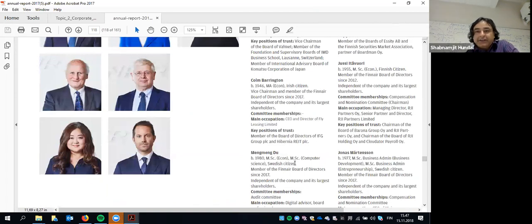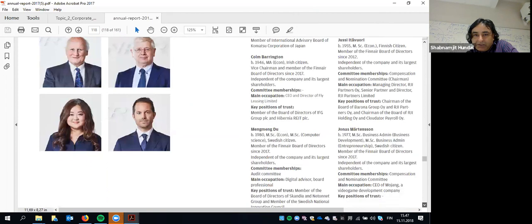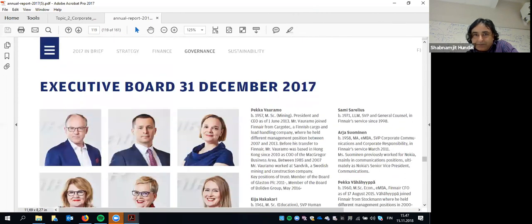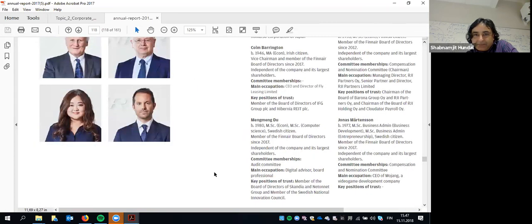For example, Ming Meng, she is a Swedish national. She has a background in computers and economics. She has been a member of the Finnair board since 2017, and she is independent. Remember, look at the word. So if there is a conflicting issue on the board, I would say all the previous managers would side with the CEO, but all else being equal, she would stay.